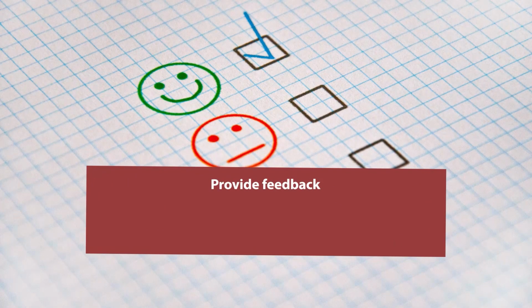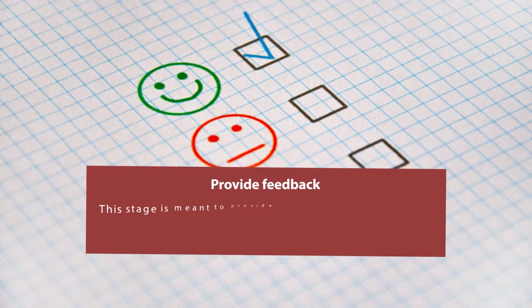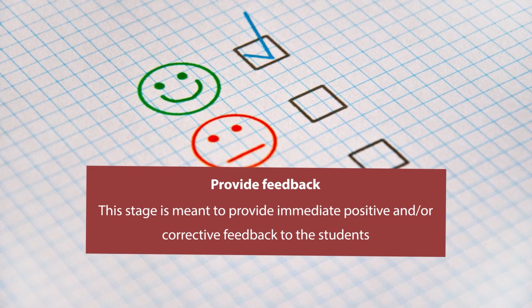Next is provide feedback. All of us, as teachers, provide feedback in the classroom. We all do it for the students. Very important step of learning. You are providing immediate positive or corrective feedback to the students so that they learn. And if something went wrong, they can rectify it.